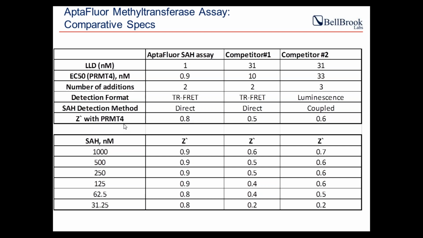We also determined the Z prime with PRMT4 again at higher SAM concentration just to offer a fair ground, and you can see that the Z prime, even though good with the other assays, we had a Z prime of about 0.8. Now this table below just gives again the Z prime that we observed with just titrating SAH with the 2 other assay formats, just to give you an idea about the comparison between the 3 formats.